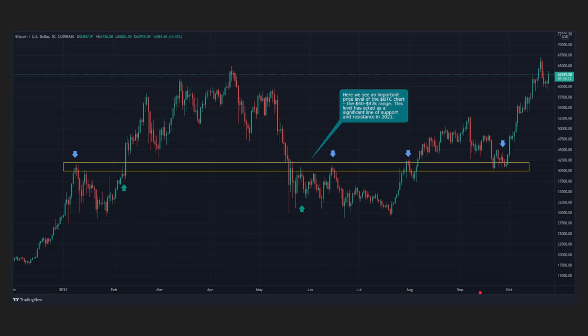Now here's an example. This is Bitcoin and the US dollar on the daily chart. Here we see an important price level of the Bitcoin chart, the 40 to 42K range. This level has acted as a significant line of support and resistance throughout 2021 and also into 2022. Here we see particularly this 42 to 40K range outlined in this yellow rectangle. And we see several instances of Bitcoin price action working up to it and it being used as resistance. So we see it here as significant resistance.